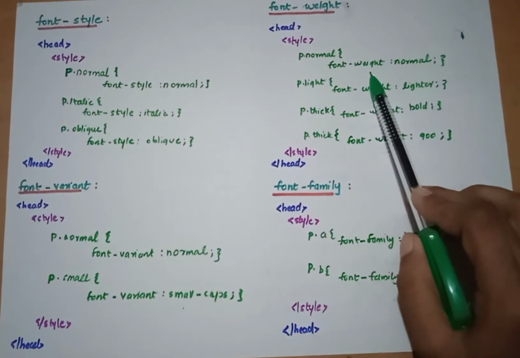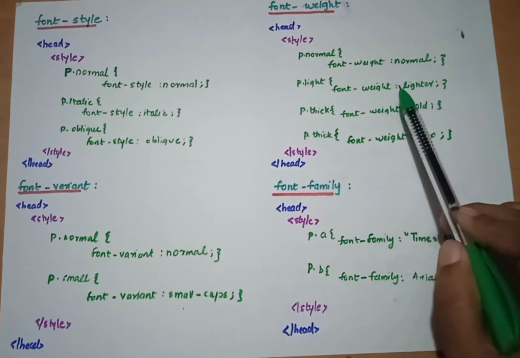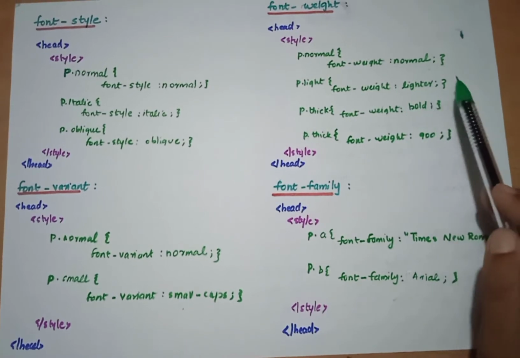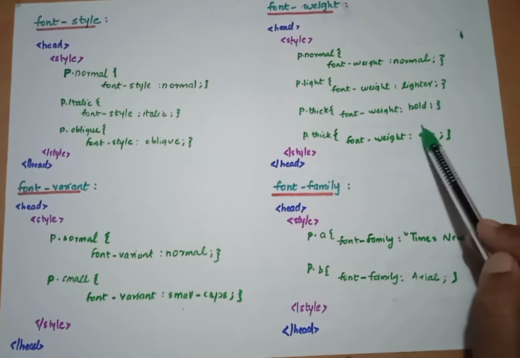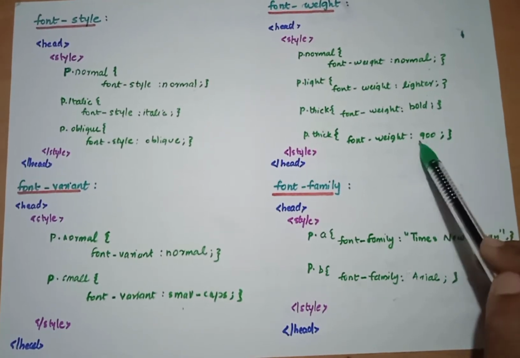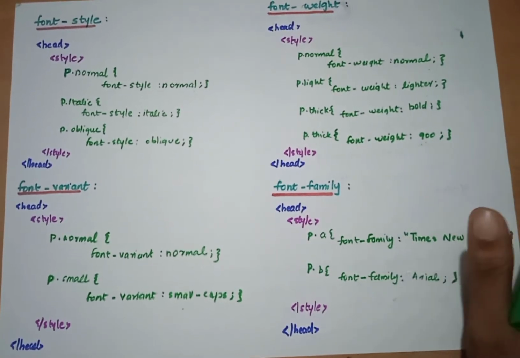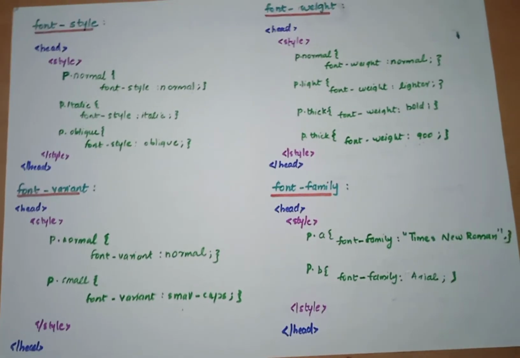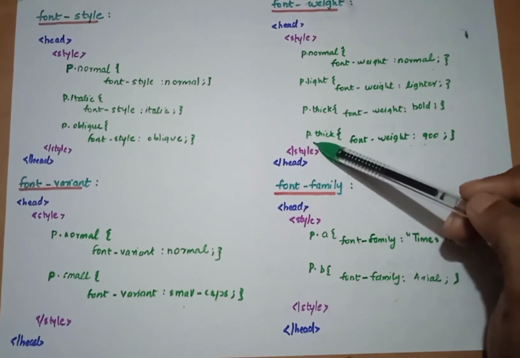So font weight can be given with the name of normal, and it can also get a value like light, lighter, bold, or this weight can be defined with countable values too. Okay, so the font weight will be displayed distinctly for each of these cases. So all you need to do is just write the code, and we have used 4 different paragraphs.